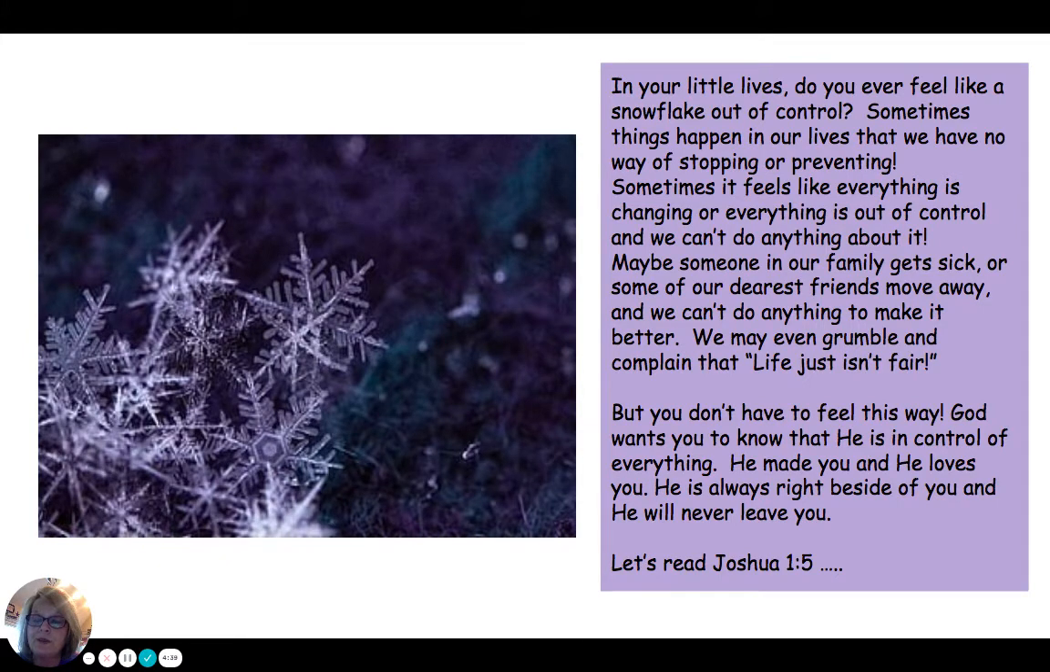Yeah, really true. And I think those snowflakes are so beautiful. Look at those pretty snowflakes. They're so delicate and so beautiful, just like you are as littles.